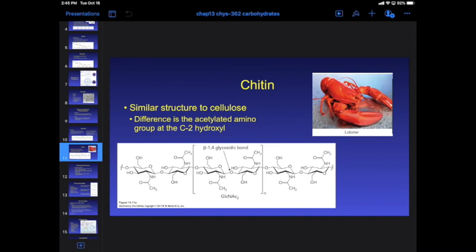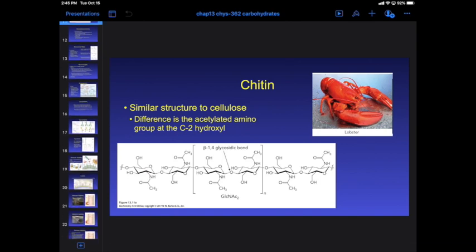Well, it's not just sugar anymore, is it? It's not just the basic glucose. It's got derivatives. Okay? It's got some nitrogens on there. It's got some more ketones on there. It just has more hydrogen bonds. And so it can be more structural.